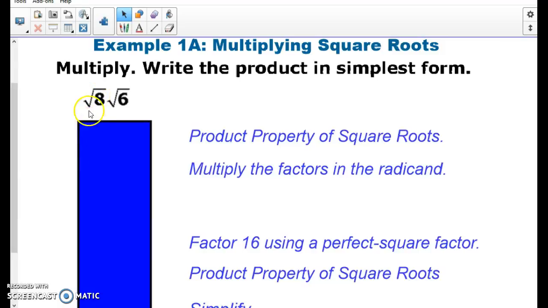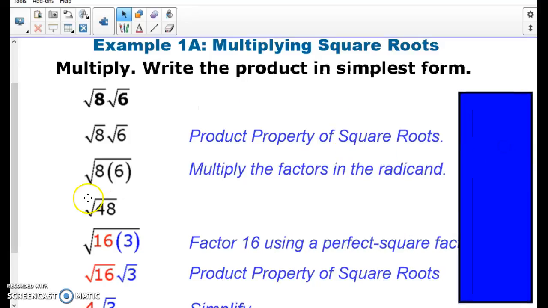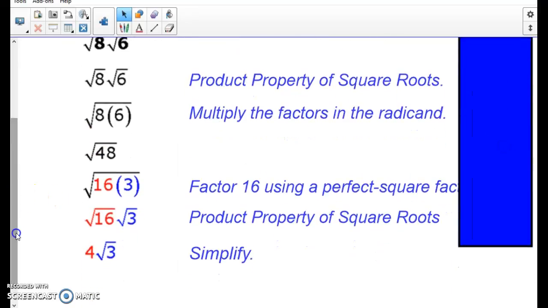So if I have a problem like this, like square root of 8 times square root of 6, I'm going to multiply them together, end up with square root of 48, and then I can split up square root of 48 into 16 times 3, and we know the square root of 16 is 4. So my final answer here is going to be 4 root 3.